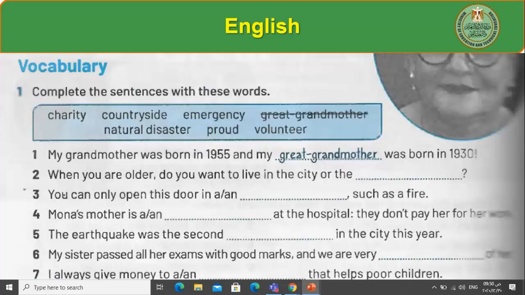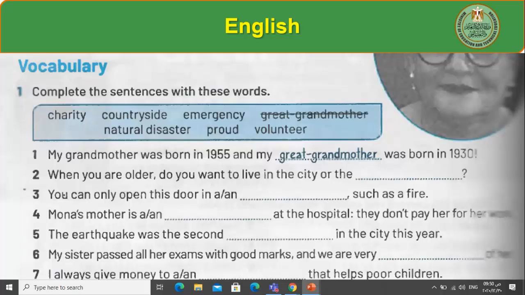Number one is done for you. My grandmother was born in 1955 and my great grandmother was born in 1930. Great grandmother.